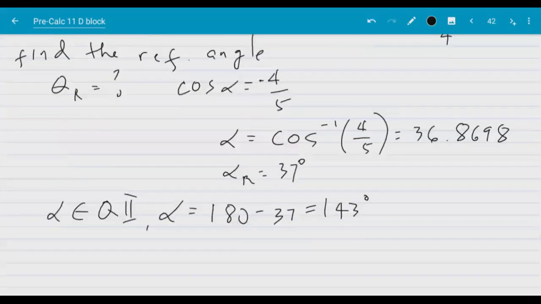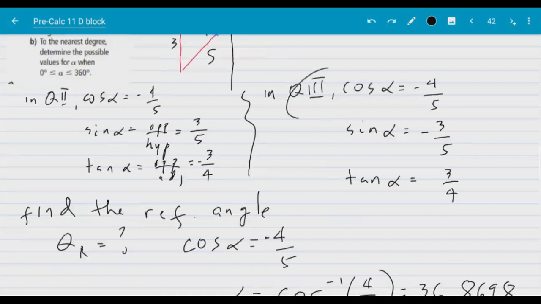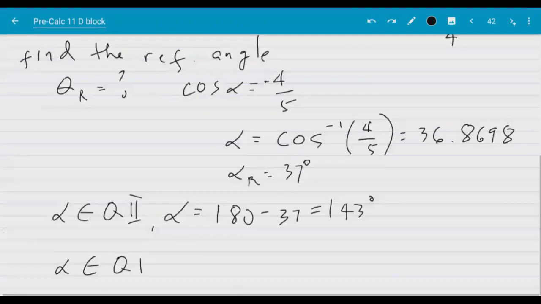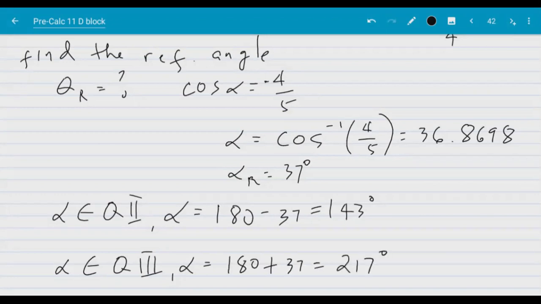Okay? Now, since I also know that alpha is in quadrant 4, our actual alpha is 360 minus 37 is equal to, oh no, wait a minute. Is that quadrant 4? No, it's in quadrant 3. Okay. Let's just verify. Let's take a look at the top. Quadrant 3. Yeah, quadrant 3, not quadrant 4. Okay. Quadrant 3. Alpha would be equal to 180 plus 37, which is 217 degrees.